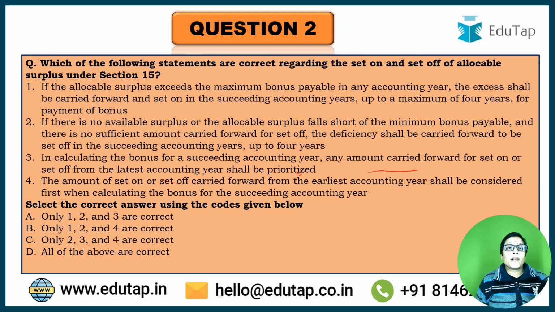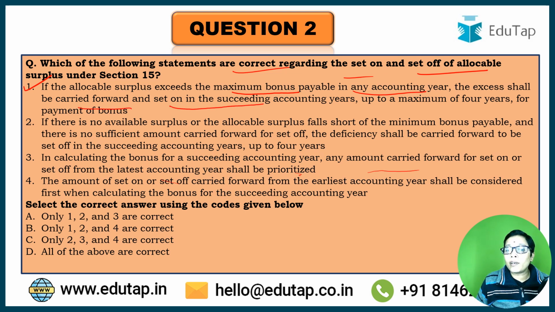So moving on to our next question. Which of the following statements is or are correct regarding the set on and set off of allocable surplus under section 15? Now, if the allocable surplus exceeds the maximum bonus payable in any accounting year, the excess shall be carried forward and set on in the succeeding accounting years up to a maximum of 4 years for payment of bonus.